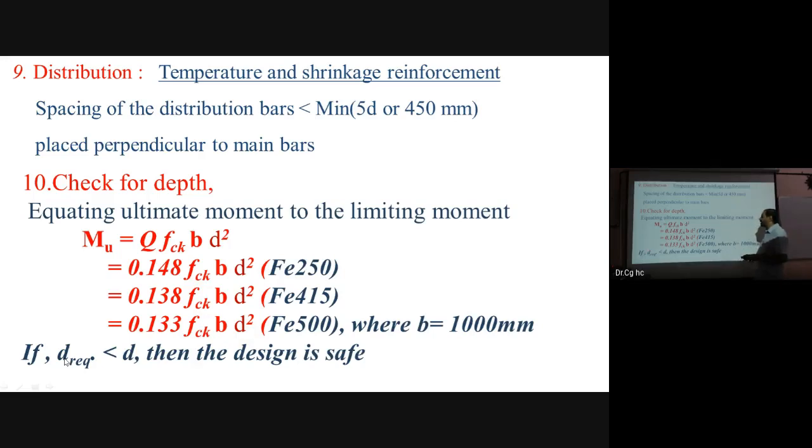Redesign, assume the revised depth and follow all the procedure and find out again Mu. If this condition is satisfied, our design is safe. Okay, if D required is greater than D assumed, revise the design.